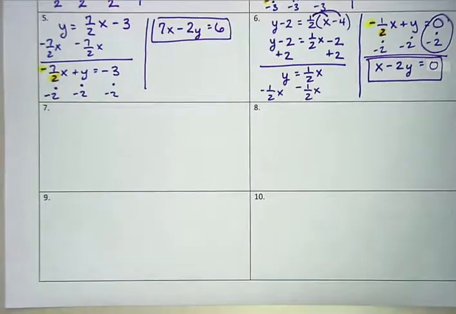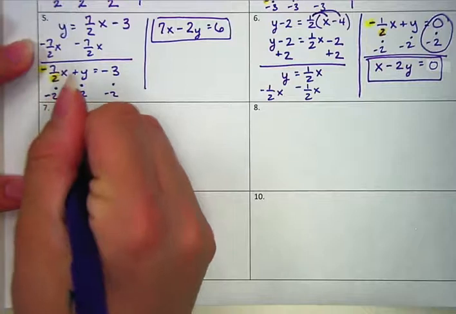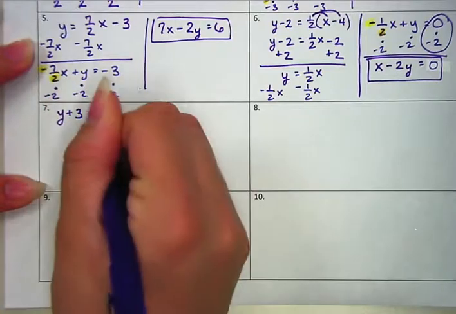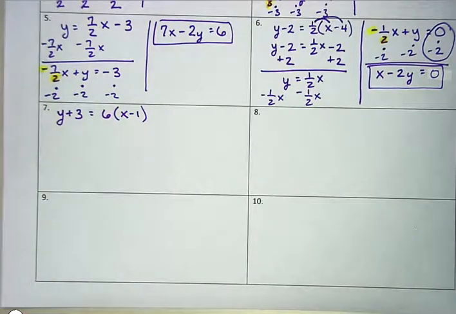Okay, so number 7. I want you to try number 7. So y plus 3 equals 6 times x minus 1. So pause the video. When you're ready, turn it back on.